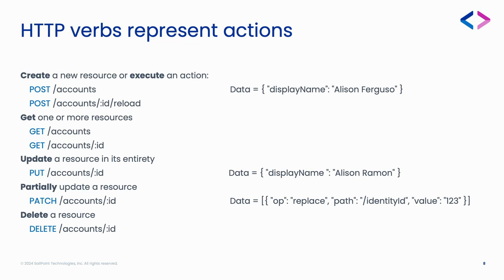If you want to get one or more resources, you use the get verb. If you want to update a resource in its entirety, typically REST APIs will implement the put verb for that update command. If you want to partially update a resource, say maybe only update a description or a name, patch is a newer HTTP verb that allows you to update individual portions of a resource. And then finally, if you want to delete a resource, you'll use the delete verb.